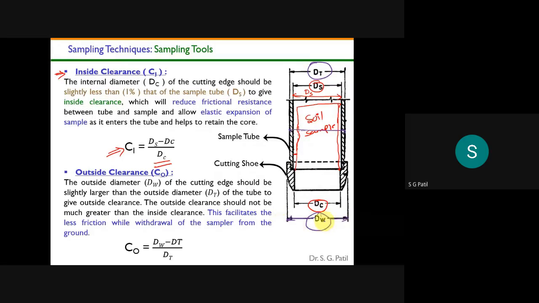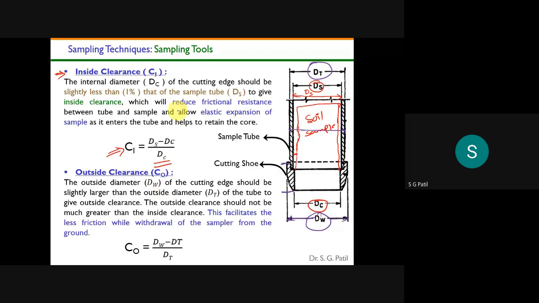Why do we have to provide this outside clearance? Because while withdrawing this sampler from the ground, what will happen? You will get resistance only up to this level. Only this much length of the cutting shoe will offer resistance, because this much length of your sampling tube will be away from the ground surface, so it will offer less resistance while pulling off the sampler. So that's why we have to provide outside clearance.